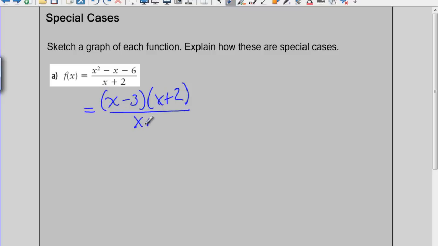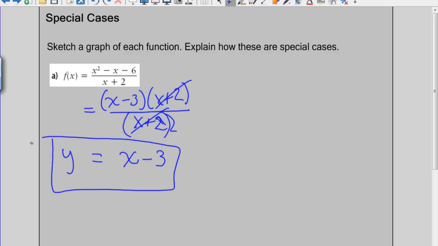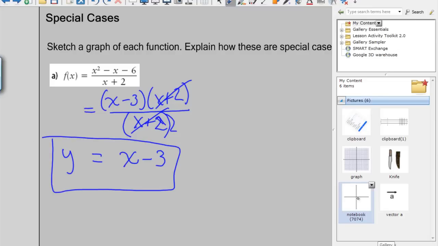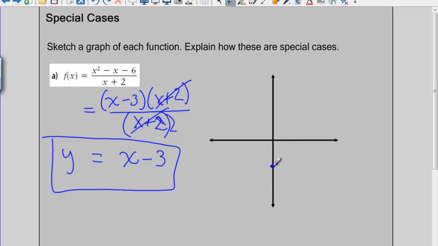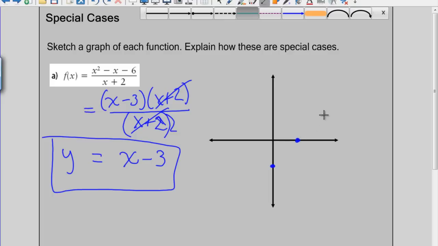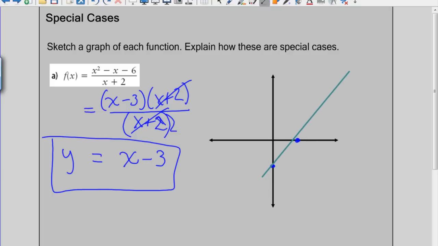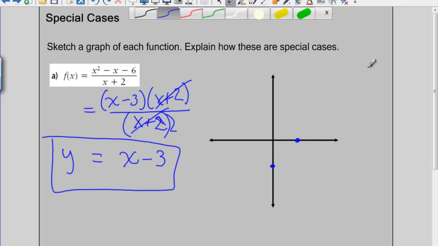We have an x plus 2 on the bottom, so before we graph anything, we would like to simplify by canceling out these entire factors. And what we're left with is basically an equation of a line that looks like y equals x minus 3. Now when we graph this or plot it, we can tell that the y-intercept is at negative 3 and the x-intercept then would be at positive 3. And we end up with a straight line, and I'm actually going to draw this by hand. We end up with a straight line running through these points.